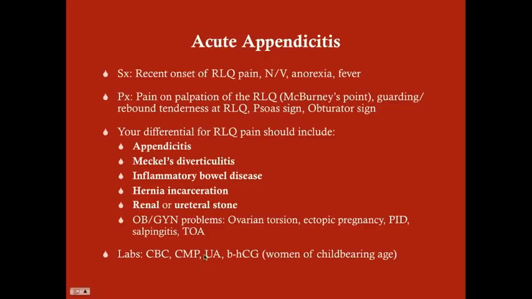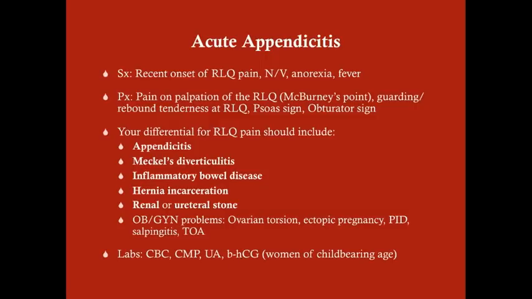Urinalysis is done primarily to rule out some other things. You may have a bladder infection, and if there is a bladder infection, your urinalysis should come back reflecting that. And then a beta HCG.